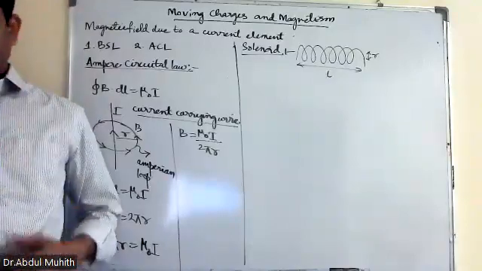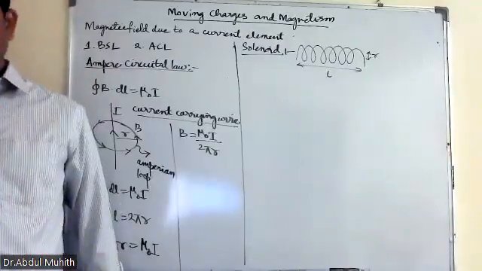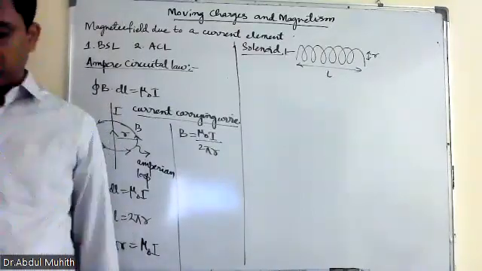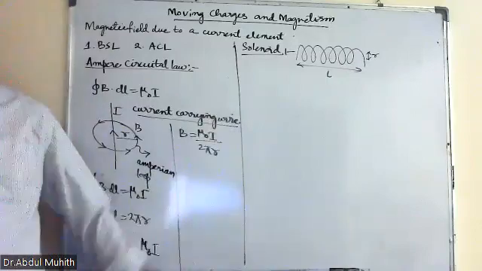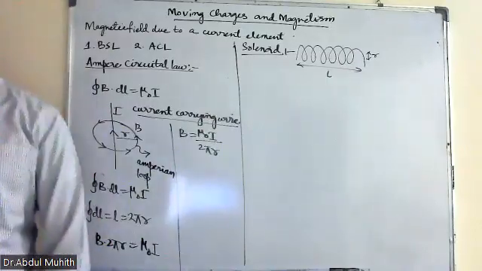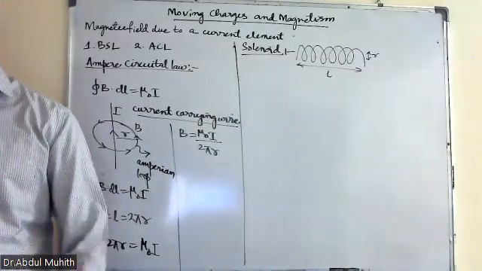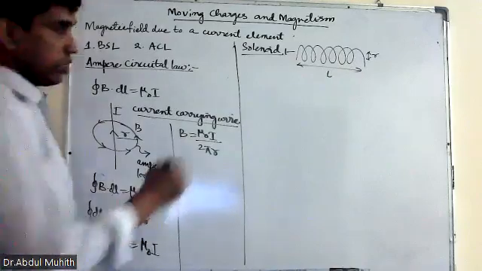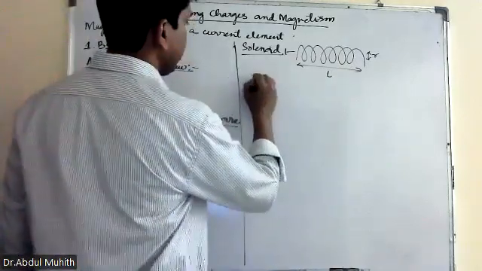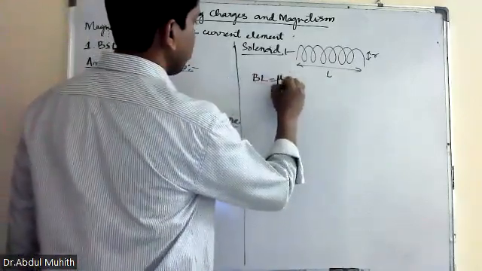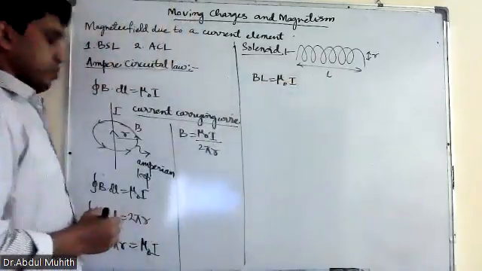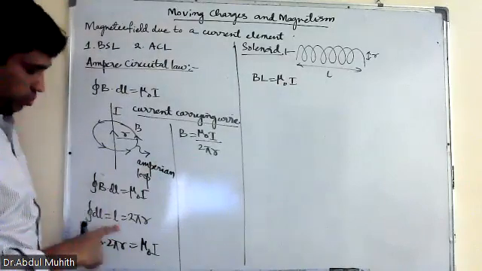Now, here we have what? It consists of a long wire wound in the form of a helix where the neighboring turns are closely spaced, and enameled wire is used for winding so that the turns are insulated from each other. So here what is the formula now? B into L is equal to mu 0 into I. The same formula we are using.